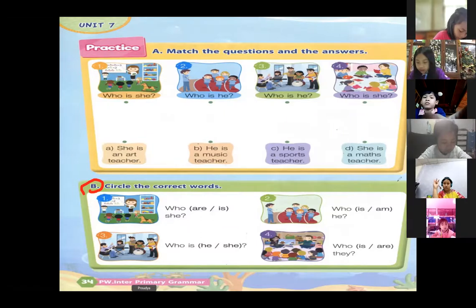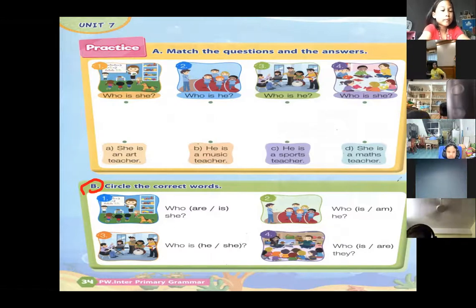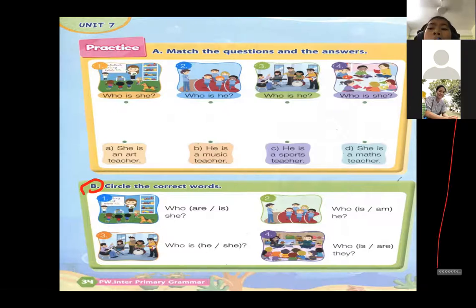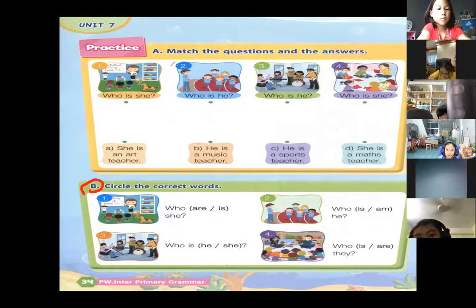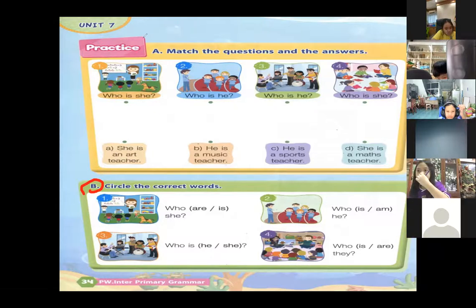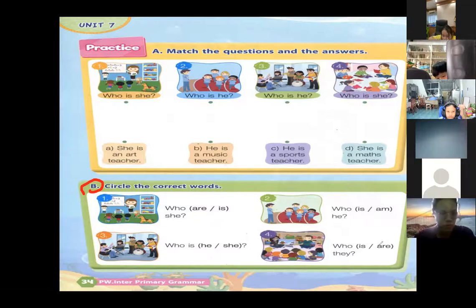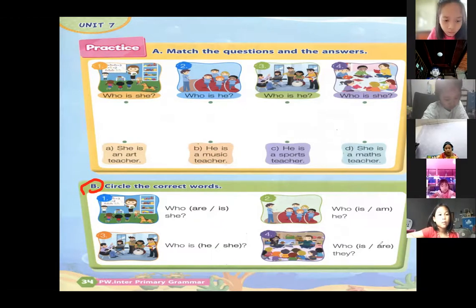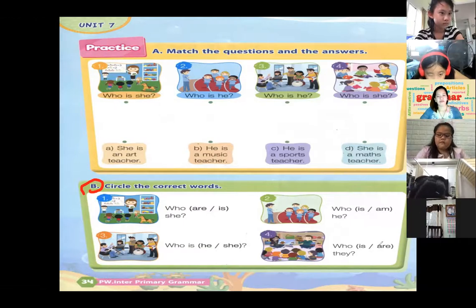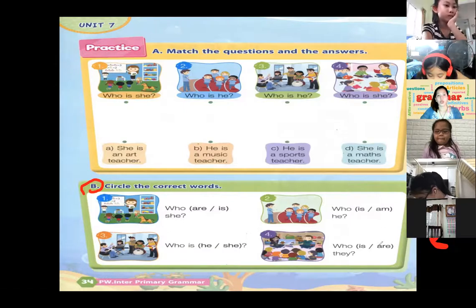Who is he? Not yet. Where is Tawan? Why is there no camera? Why can I not see you, Tawan? Okay, 10 seconds more. 10, 9, 8, 7, 6, 5, 4, 3, 2, 1.